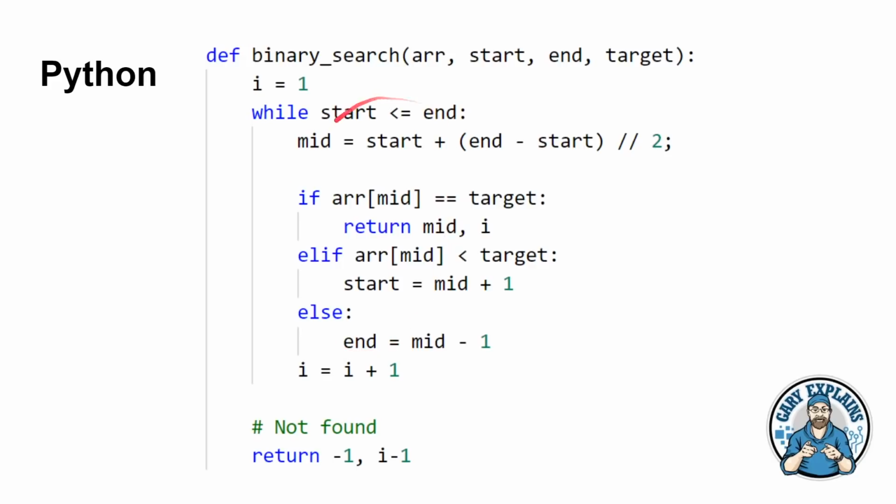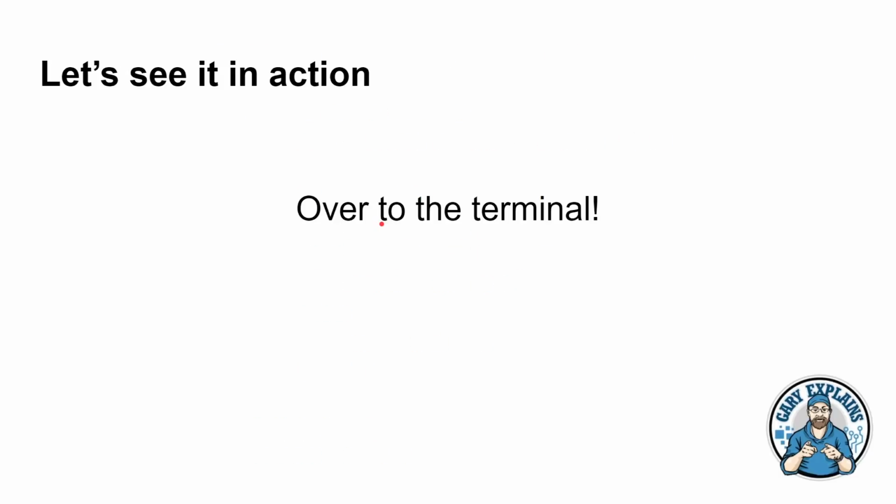And then with this list keeps going round. If it doesn't find it, then it returns minus 1. And if it does find it, it returns the actual thing. Okay, let's go over to a terminal and see this program running so you can see what I mean.